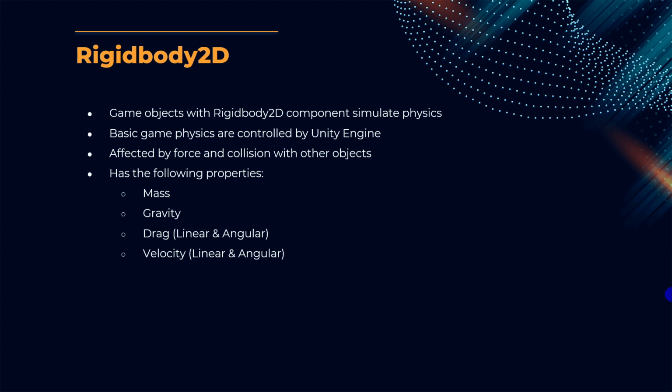Okay? So an object with a rigid body 2D component is affected by force and collision with other game objects. And it has these properties. It has mass, it has gravity, it has drag, linear and angular drag, which is what makes them slow down if there's no additional force pulling on it, and velocity, which is just speed but with direction. It's a more technical term.